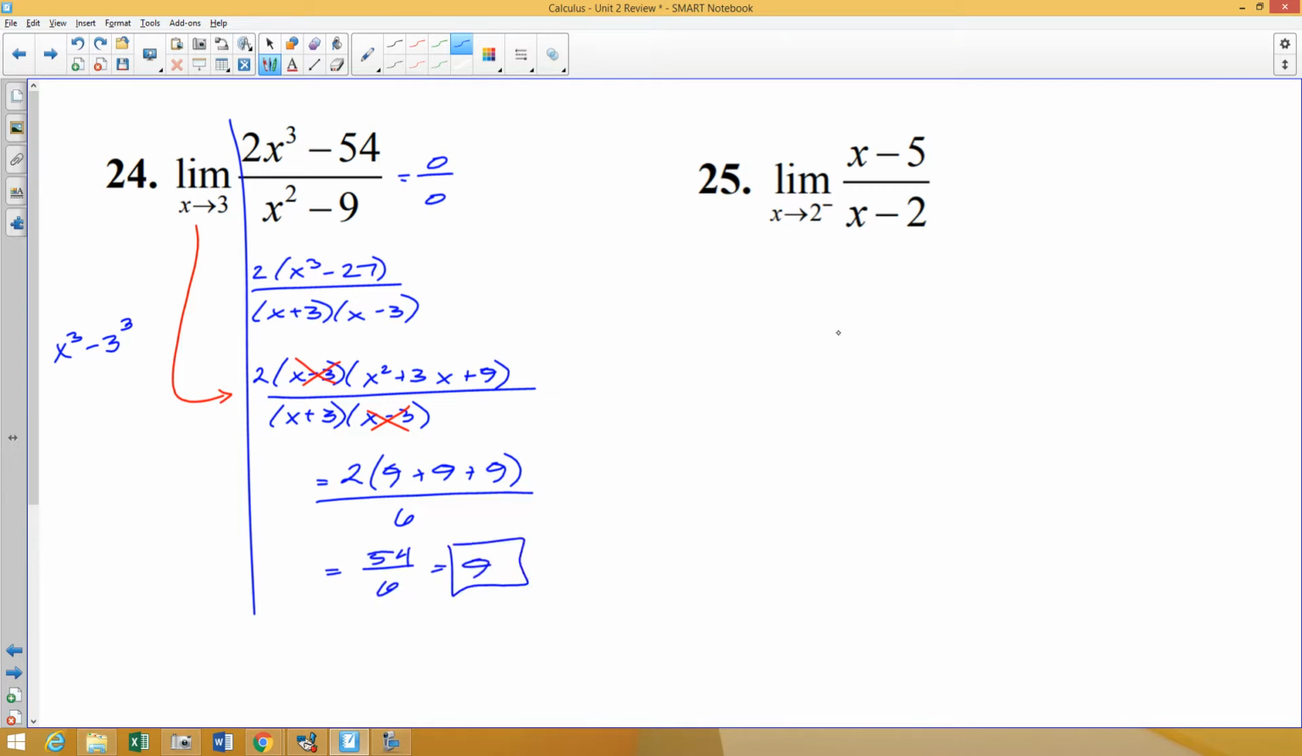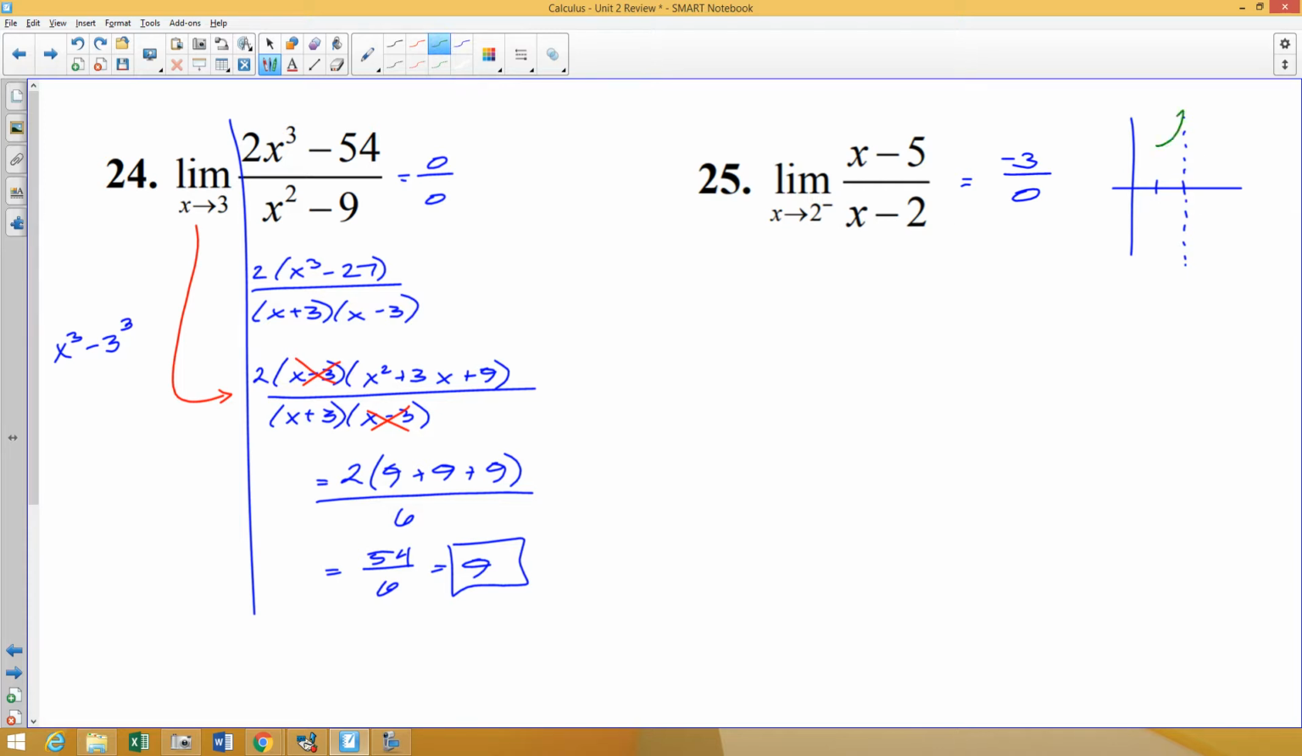Let's see, number 25. X is approaching 2, even though it is from the left side, that is a left-sided limit, we still will just plug in 2. 2 minus 5 is negative 3. 2 minus 2 is 0. And if you have a number divided by 0 in limit land, that means that we are looking at a situation where we have a vertical asymptote at that x value. So this function has a vertical asymptote at x equals 2, and we are concerned about the left side only.